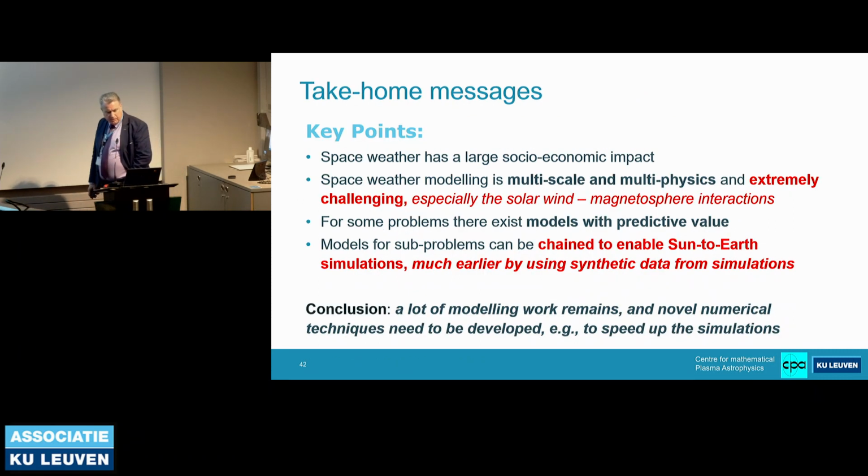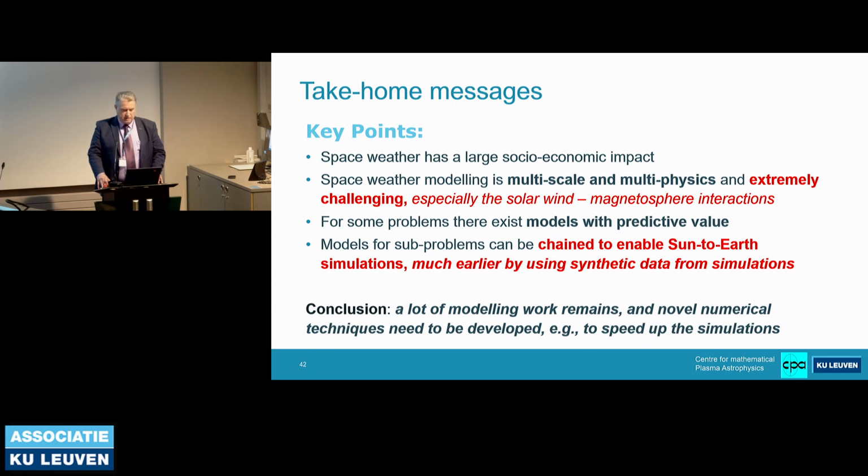So, where are we? What are the take-home messages of this lecture? Well, space weather has a large socioeconomic impact. Modeling is difficult because it's a multi-scale, multi-physics problem, and it's extremely challenging, especially the solar wind magnetosphere interaction, because it depends crucially on the Z component of the internal magnetic field of the CME, which is difficult to predict, of course, because it's often different from what is measured when the CME leaves the sun. And this is 150 million kilometers. It's very difficult to predict that accurately, but nevertheless, we will have to do it if we want to improve the prediction of the impact of the CME at Earth.